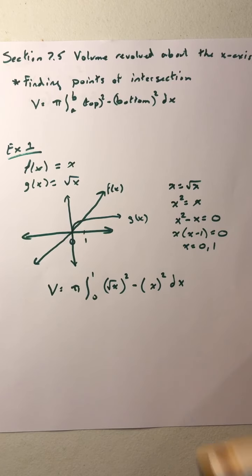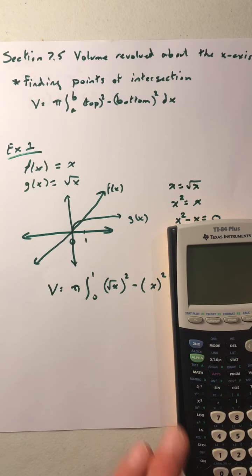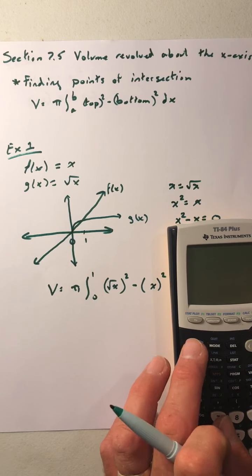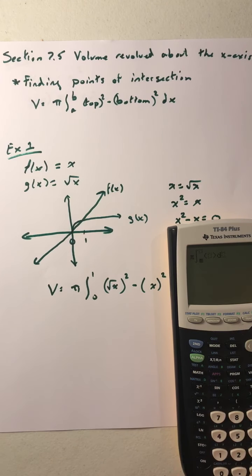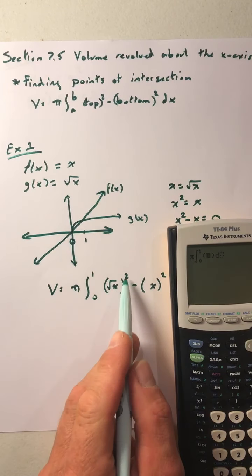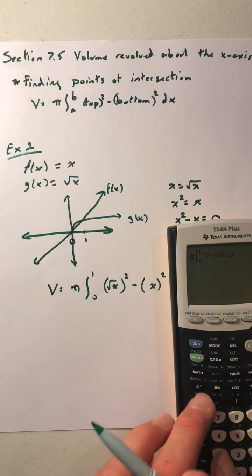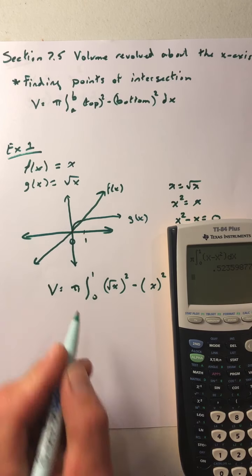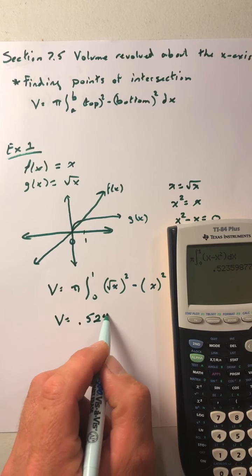So again, we can utilize the calculator. If we go back to our main screen, we're going to have pi times the integration, so math 9, from 0 to 1. The square root of x squared is x, minus x squared. And then our variable of integration is x. So our volume for this figure is 0.524.